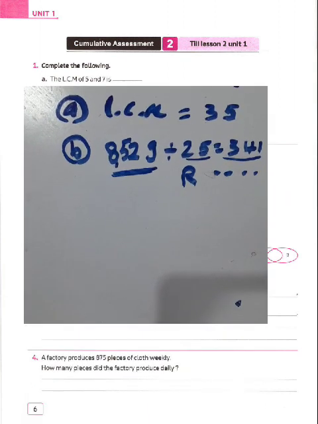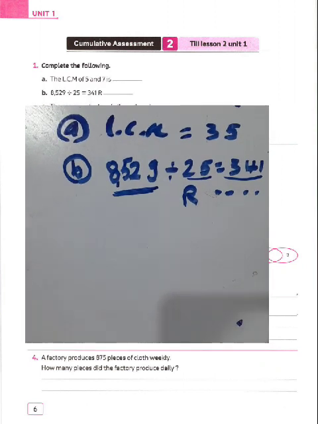Letter A. The least common multiple of 5 and 7 is 35, because 5 and 7 are prime numbers. So you can find the least common multiple between 5 and 7 by multiplying them. 5 times 7 equals 35.